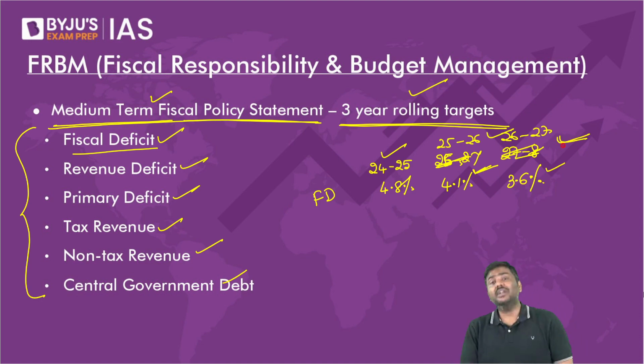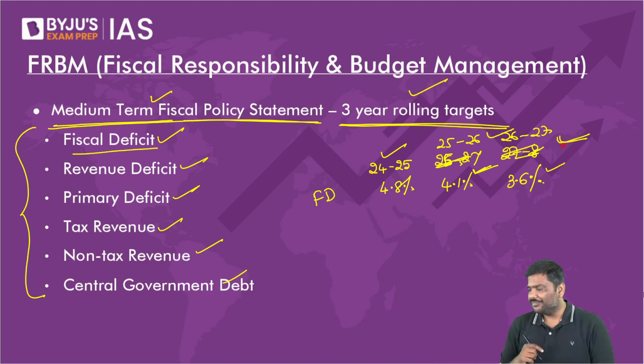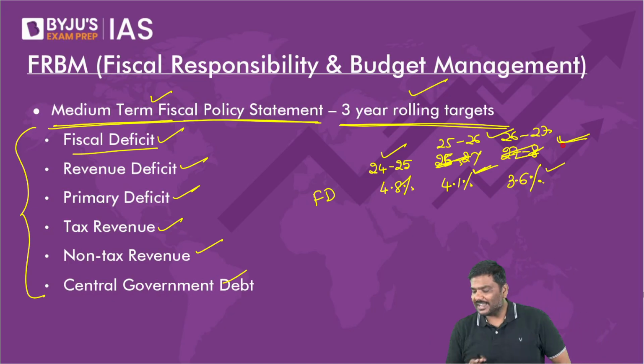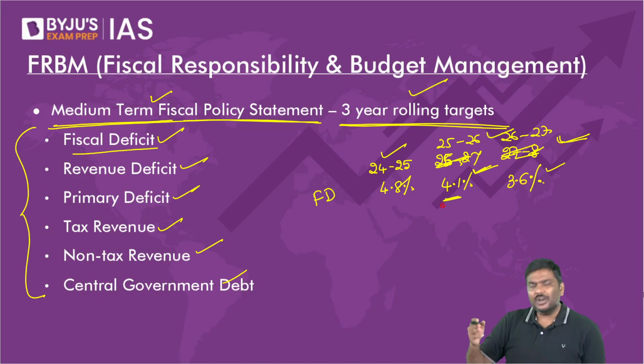For example, what if there is one more wave of pandemic? Again, just a hypothetical example. What if there is one more wave of a pandemic? Can you have a fiscal deficit of 4.1% target for 25-26? Then your targets are not realistic.